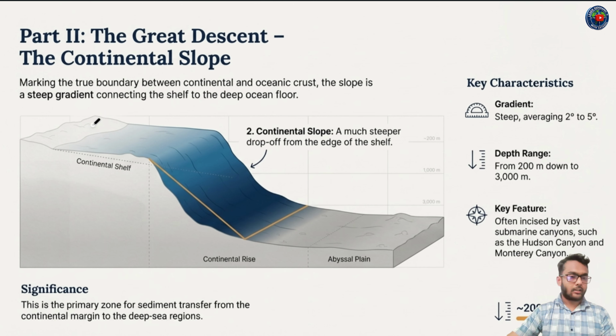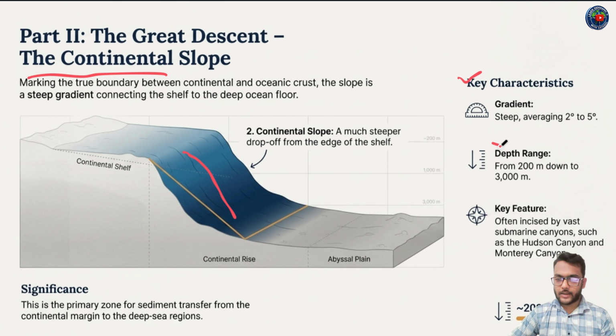Now the second part is continental slope, this portion marking the true boundary between continental and oceanic crust. The slope is a steep gradient connecting the shelf to the deep ocean floor. Continental slope, a much steeper drop-off from the edge of the shelf. Key characteristics are gradient, steep, averaging 2 degrees to 5 degrees. Depth ranges from 200 meters down to 3000 meters.